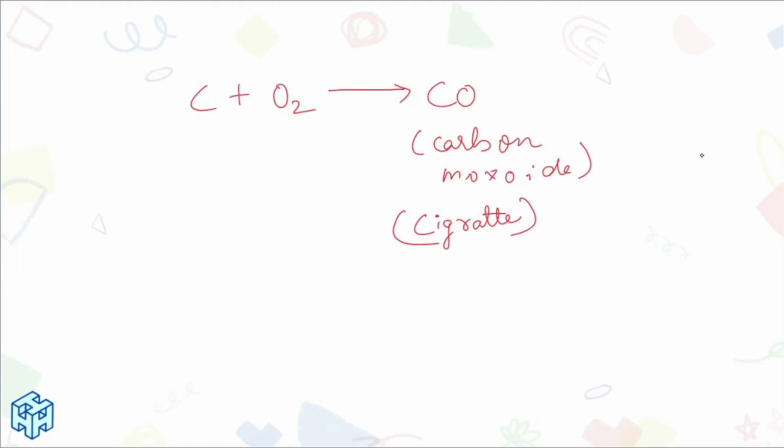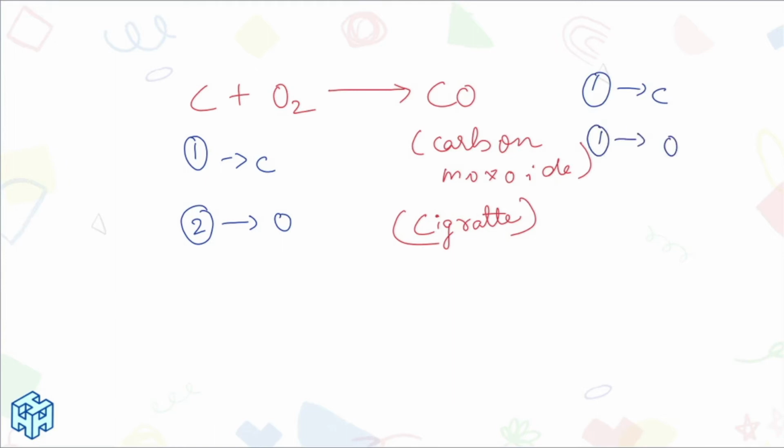Now let us count here again. Sir, how many elements do we have here? 1 carbon, 2 oxygens. Here, sir, in the product side, 1 carbon and 1 oxygen. Is it balanced? Here in total we are getting 3 elements, here in total we are getting 2.